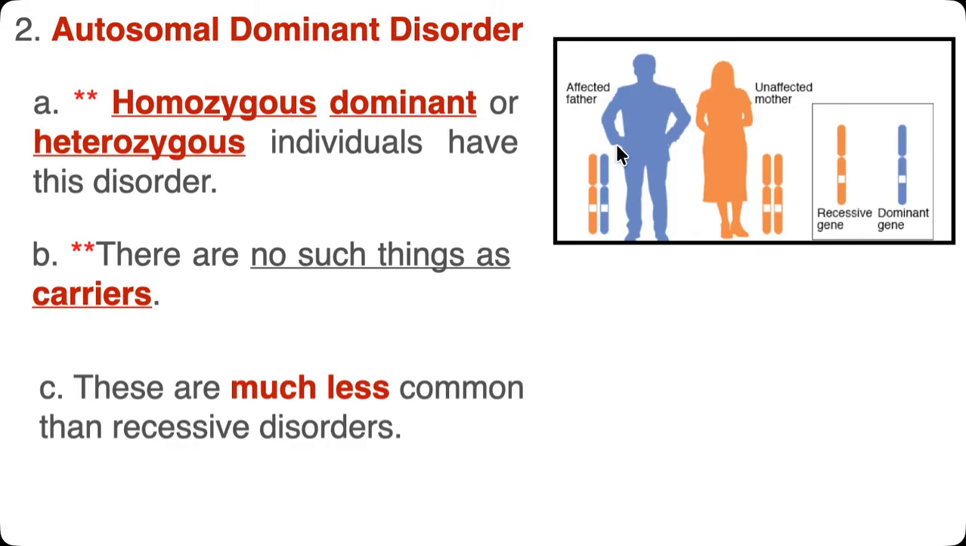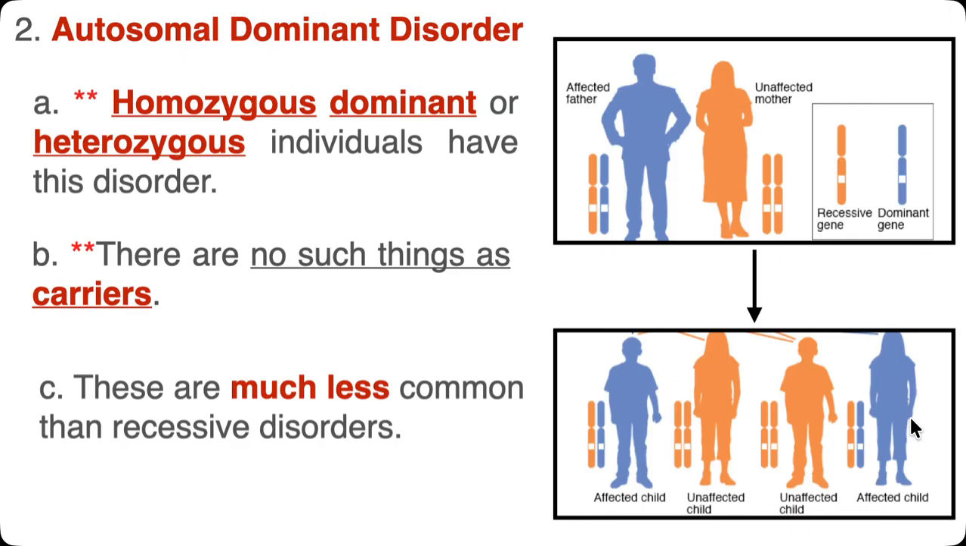So here we have an affected father, and technically he's heterozygous, right? But remember, if this were an autosomal recessive disorder, he would be a carrier. But because there's no such thing as a carrier, he's going to be affected by this disease. The mother, on the other hand, has two lowercase letters, so she's not going to have the disease. What's the likelihood that you're going to have a child with the disease if one parent has it and the other parent doesn't, like this? There's a 50% chance. And if this parent was homozygous dominant, there would be a 100% chance that the children would have it. So again, that's why they're much less common and also a little bit more dangerous.